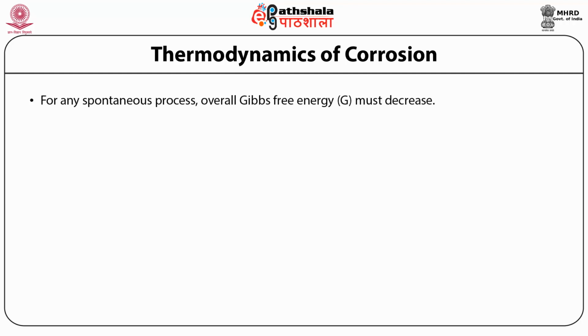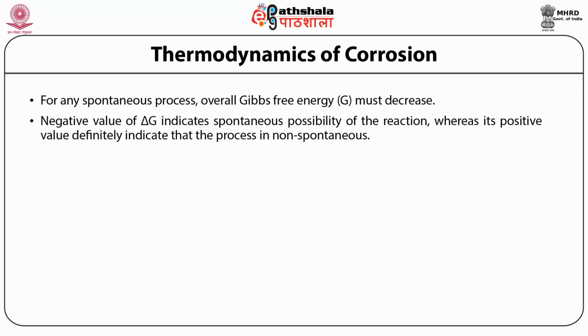For any spontaneous process, the overall Gibbs free energy, that is G, must decrease. A negative value of delta G indicates the spontaneous possibility of the reaction, whereas its positive value definitely indicates that the process is non-spontaneous. When the change in free energy is zero, it suggests equilibrium.